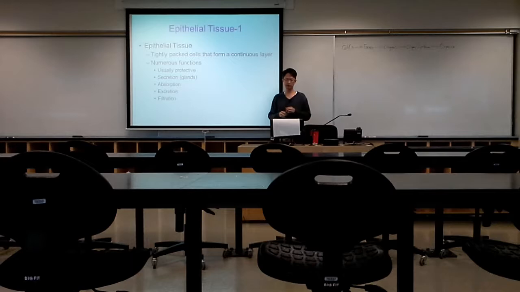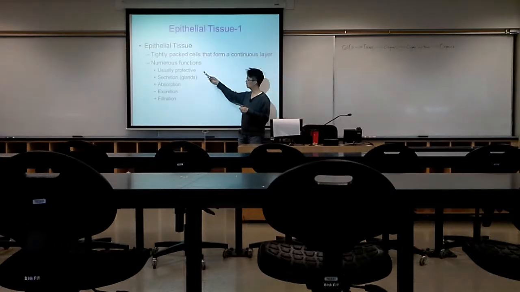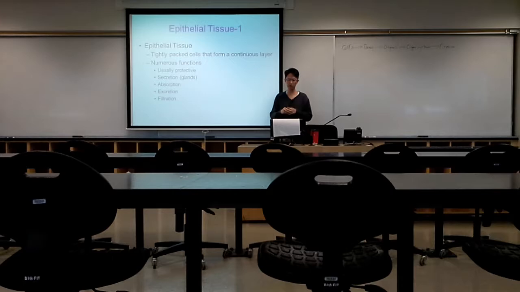Epithelial cells pack tightly together to form a continuous layer. We'll talk about what binds the cells together. In this class, we will introduce three types of so-called cell junctions. Cell junctions are, you may call it, the glue or the bolt that bolts all the cells together. We'll talk about which three types. And then epithelial cells have five types of function: protective, secretion, absorption, excretion, and filtration. So these are the five types of function.